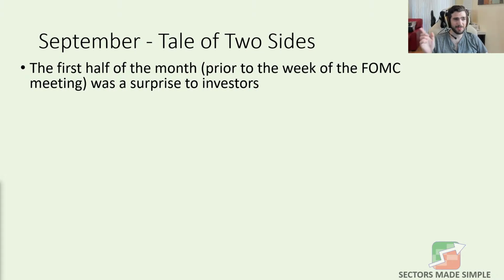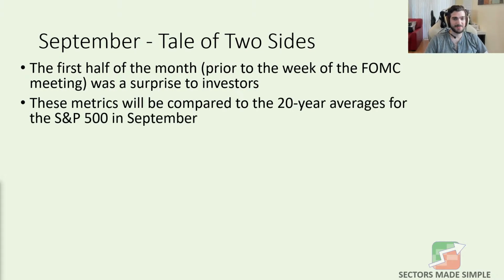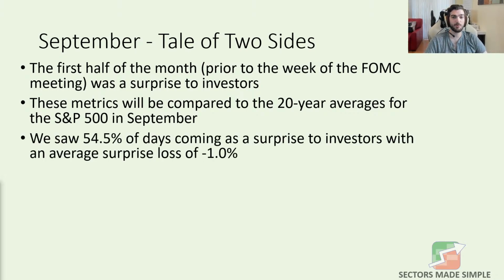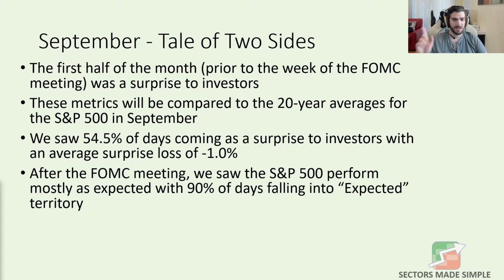The first half of the month was a surprise to investors. And these surprises, once again, we compared to the 20-year averages. We saw that 54.5% of days came as a surprise to investors. But the average of these surprises was a loss of 1%. After the meeting, we did see 9 out of 10 days being expected.